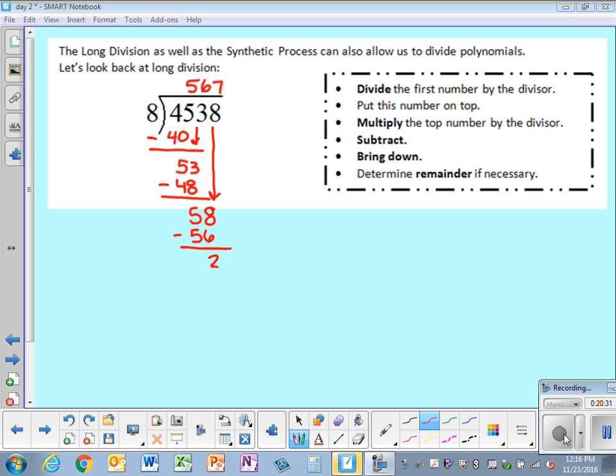2. So guys, is there another number that you could bring down? 0. You could, but we'll stop here. That means that this guy is your remainder. Remember that? You take the remainder and you put it up in the numerator. What goes below it? The 8, your divisor.